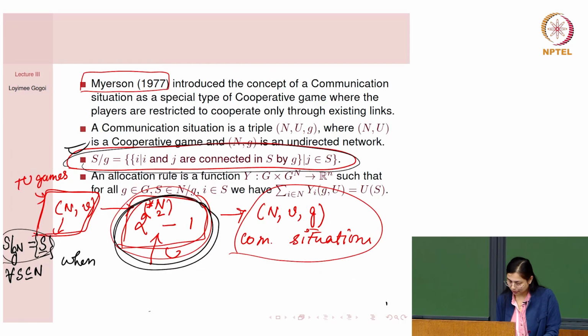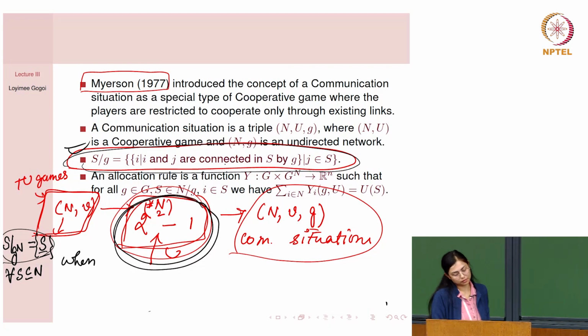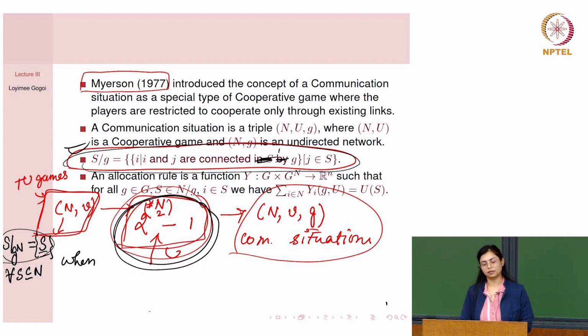You are asking about this definition: I and J are connected in S by G. Connected by G makes sense. In S means you are looking only at the vertices of S. So they are connected in S, by G. Or we can say they both belong to the same component.